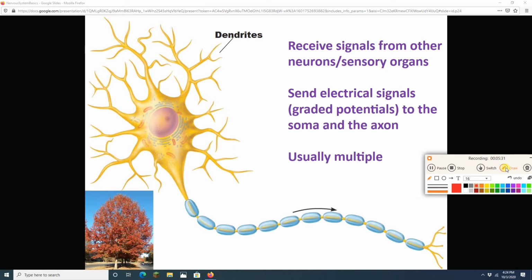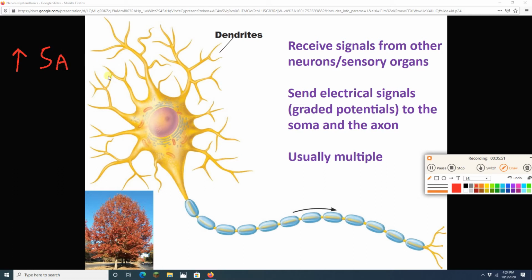The word dendrites means branches, like branches of a tree, like this beautiful red oak tree here. And the purpose of branches is to do what? Whether it's in a tree or in a neuron, the purpose of branching is to increase your surface area.